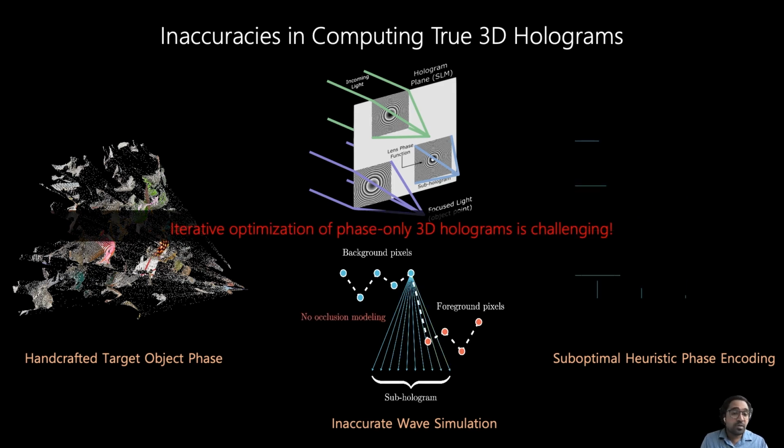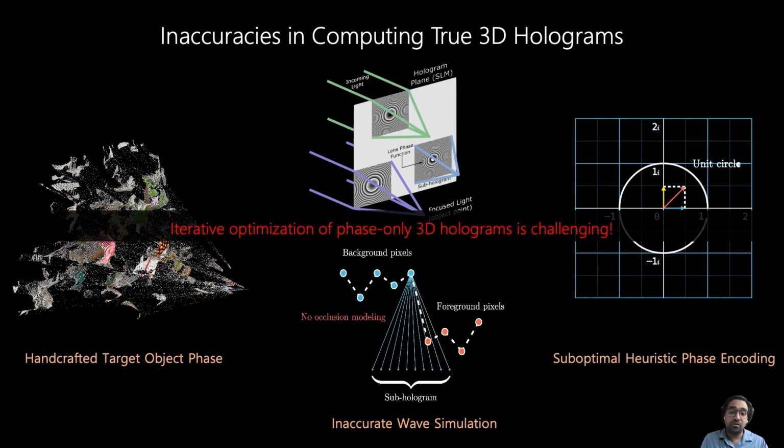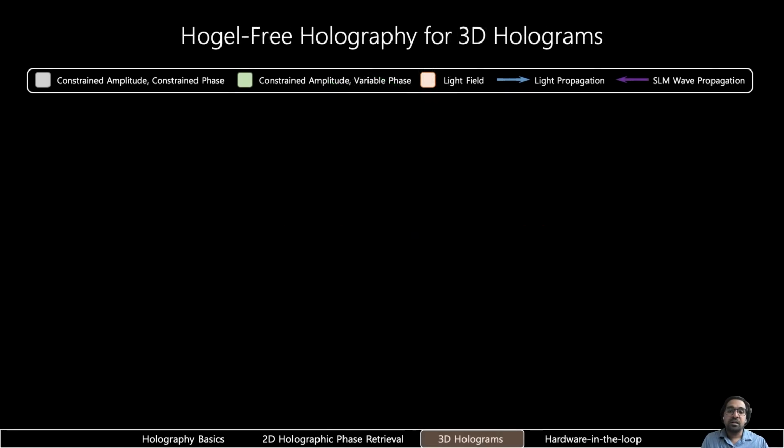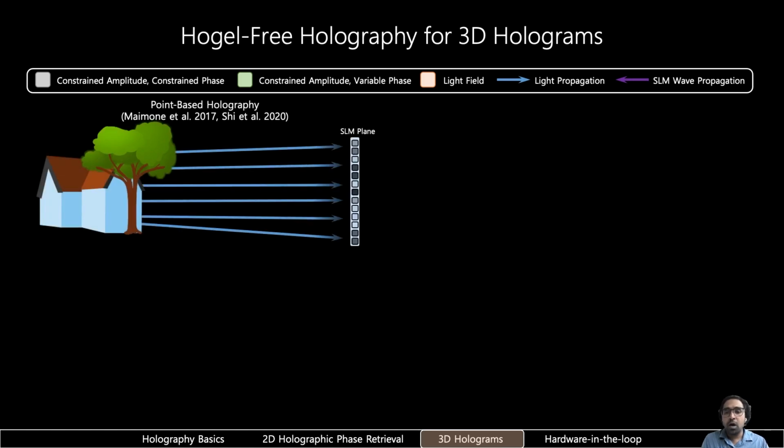Unfortunately, optimizing for true 3D phase-only holograms is challenging. Before I describe how we can overcome these problems, let us review some common 3D hologram computation methods. There are point-based methods where every point on the 3D model is treated as a point source emitter, and the waves from these point sources are propagated to the SLM to compute the hologram.